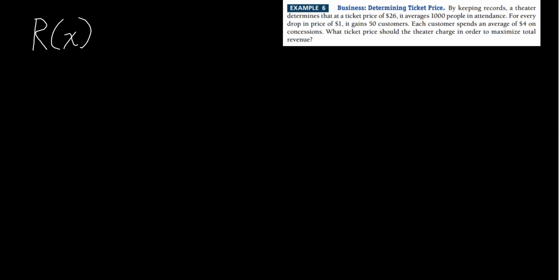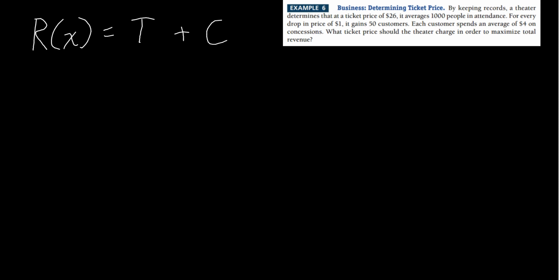The way that I make revenue is, well, I guess it would just be from tickets, right? I would write tickets, but these are just placeholders. They're not necessarily variables. I make revenue from tickets plus concessions. Okay, so tickets plus concessions.